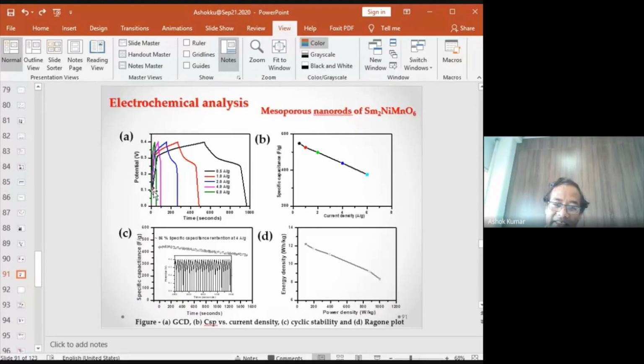You can see the charge-discharge cycle, and stability is calculated again. So this is the specific capacitance, and then we have energy density and specific capacitance here. And stability is here, you can see 86% stability after this many cycles.